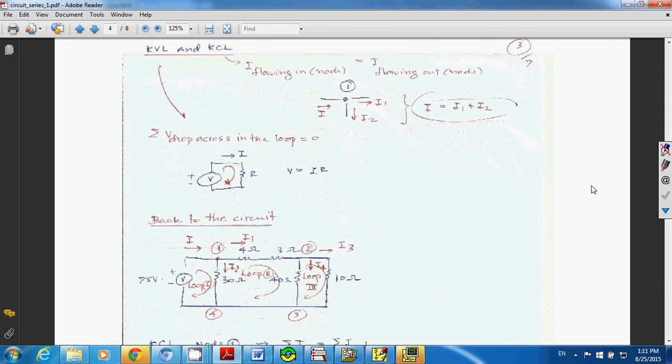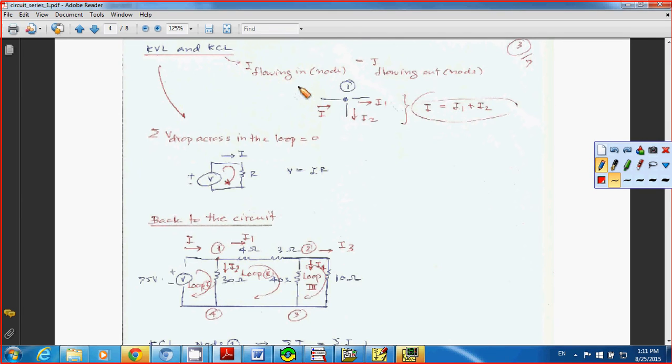Now let's do KVL and KCL, right? For KCL, the way we do it is we equate the total incoming current to the total outgoing current. Take a look at node 1 here. You have incoming current I and outgoing currents I1 and I2. So I equals I1 plus I2.